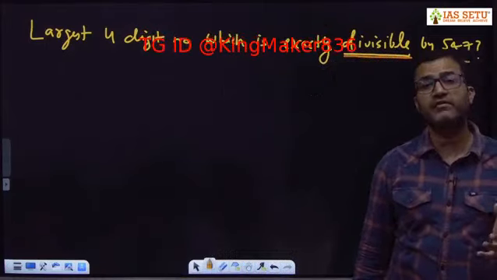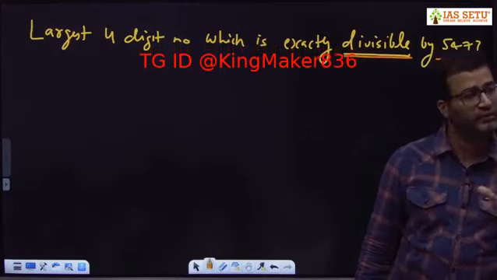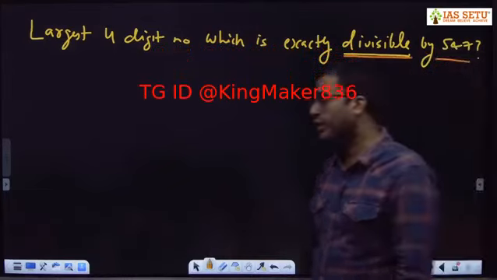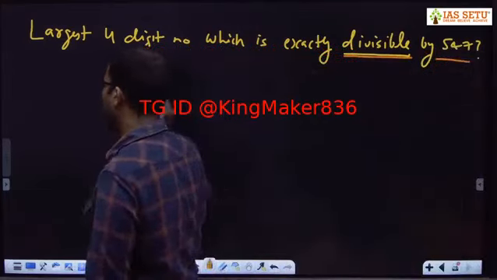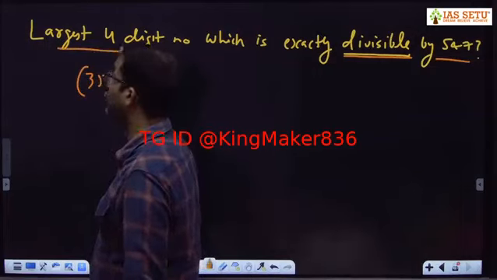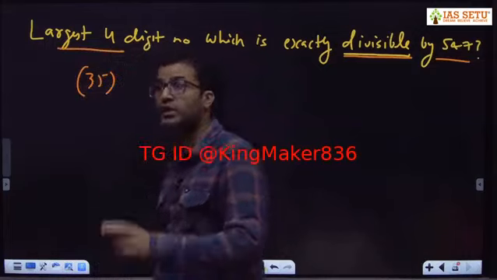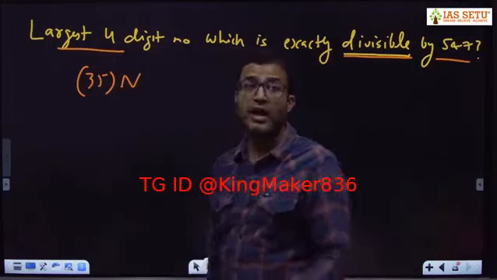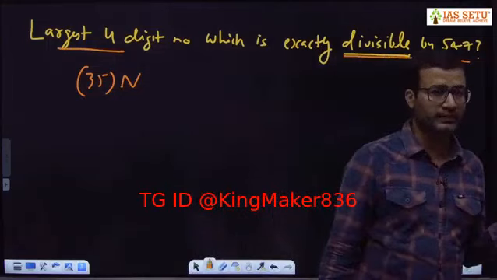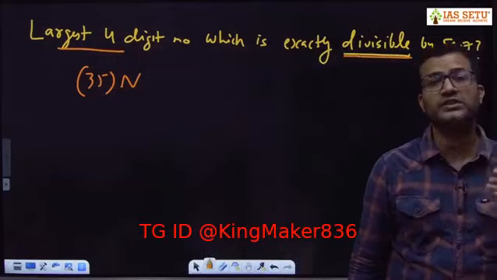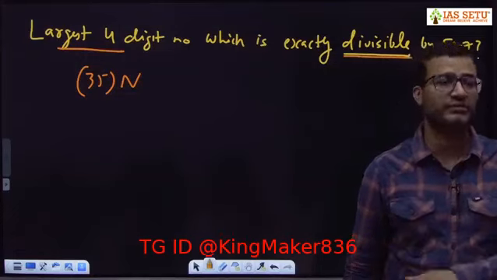And what are divisible by 5 and 7? Multiples of 5 and multiples of 7 means LCM. So the focus of the question is LCM. Here we are looking for the LCM of 5 and 7, which is 35. But they are not looking for the smallest two-digit number, they are looking for a bigger number. Means a multiple of 35 which should be the largest four-digit number.